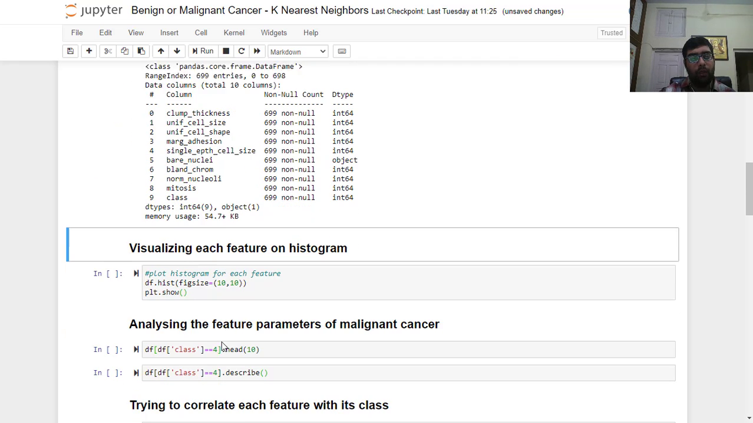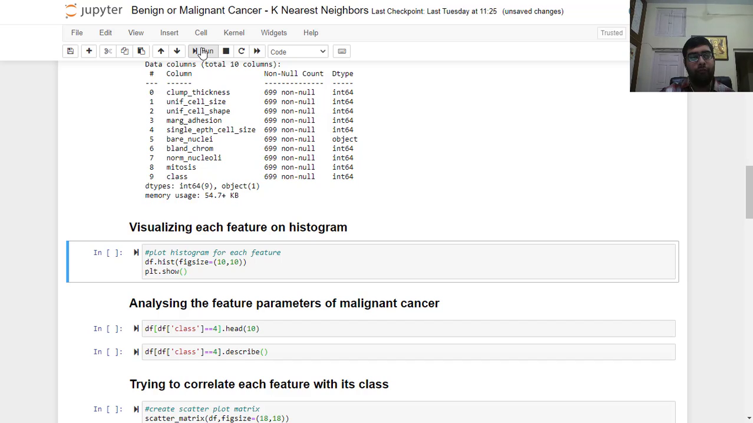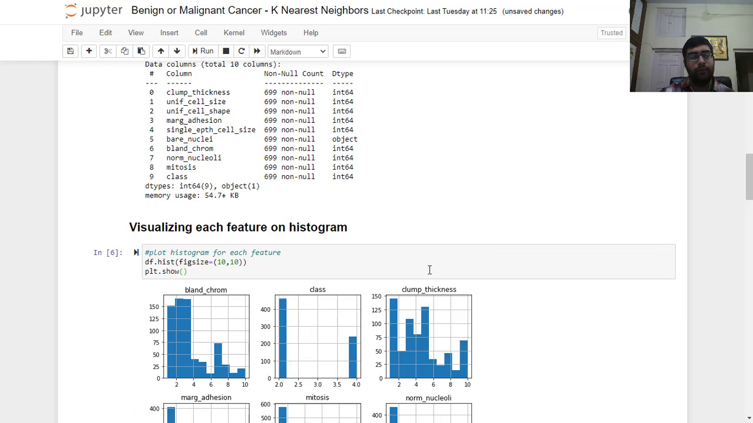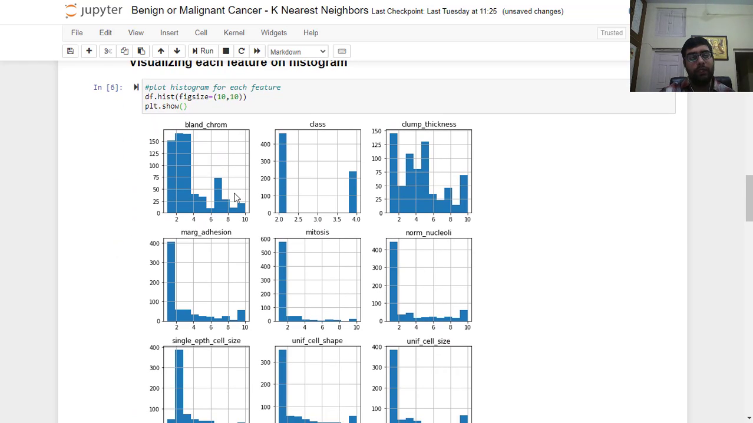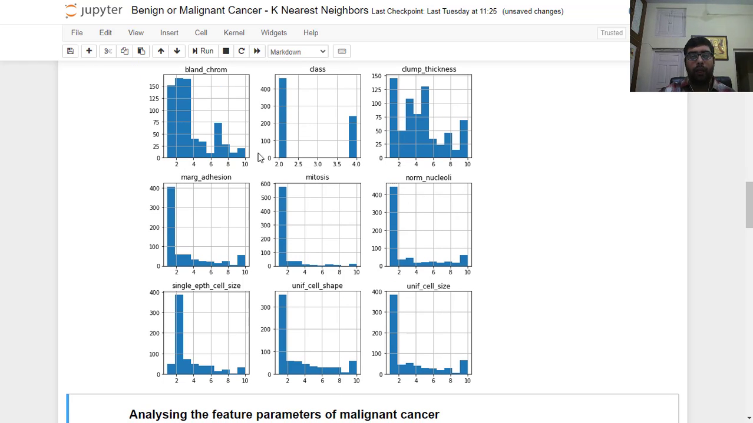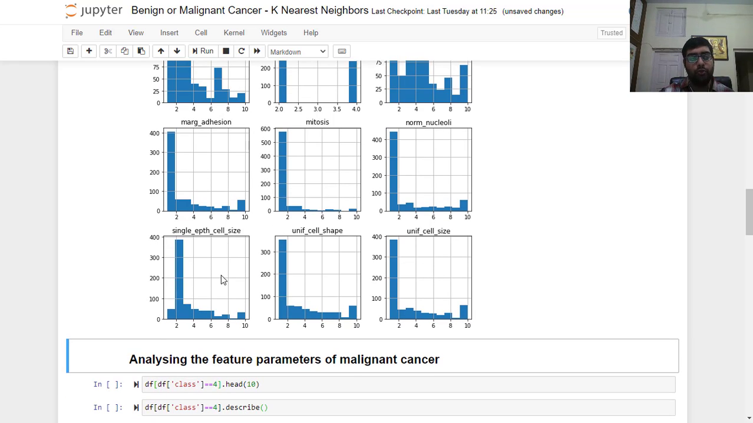Okay. Let's visualize each of our features on a histogram and see how they are distributed. As we can see, bland chromatin and clump thickness are the only two features which are fairly distributed on the scale from 0 to 10, and all the other features are 2 or less than 2.